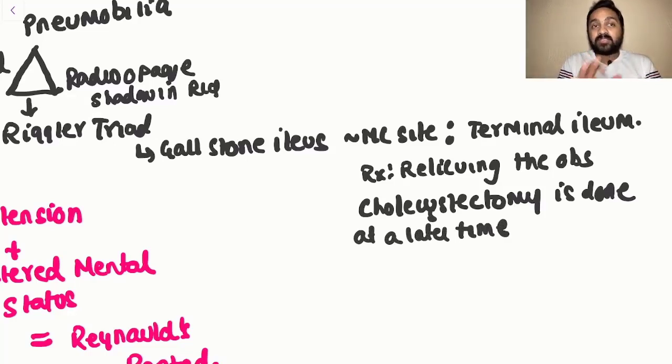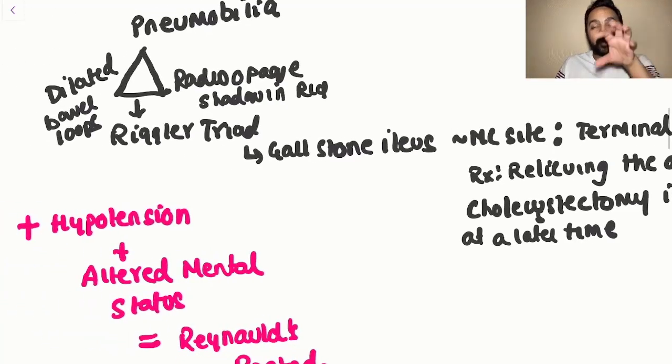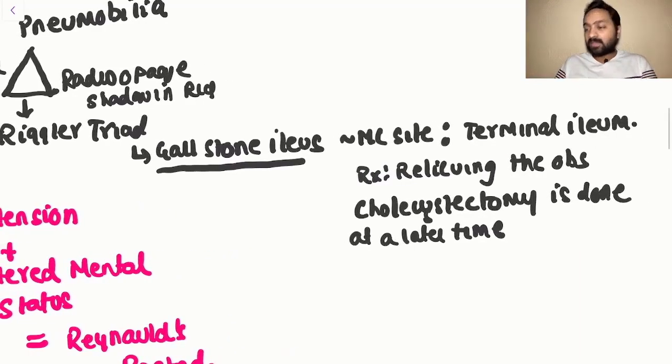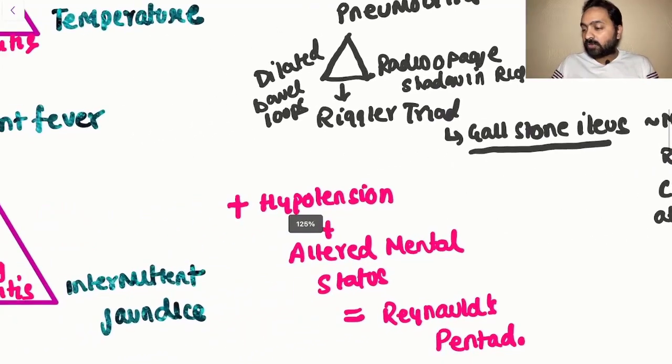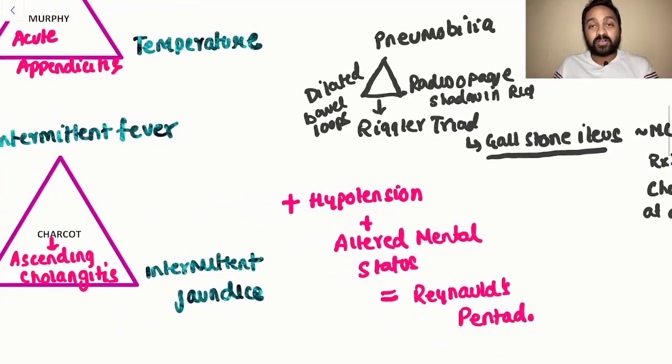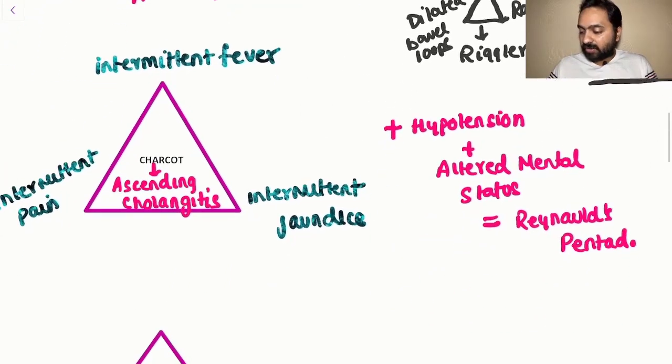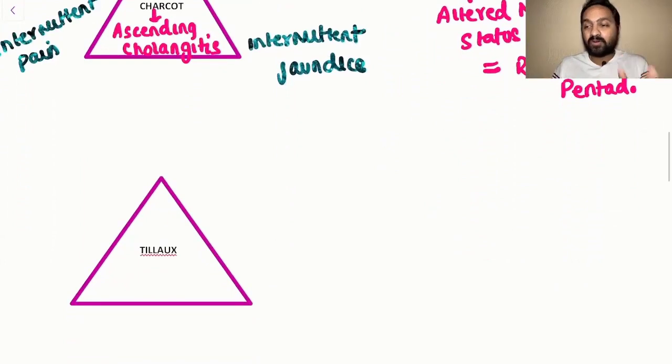As you can see, these are the sort of questions that can be framed from the triad. If you know the components of the triad, it is going to be easy to form the diagnosis, which will take you to the next step. They might also ask the most common site of the pathology. These were a few important points regarding Charcot's triad, Reynolds pentad, and Rigler's triad. Now let's move on to the next triad, which is Tillaux's triad.